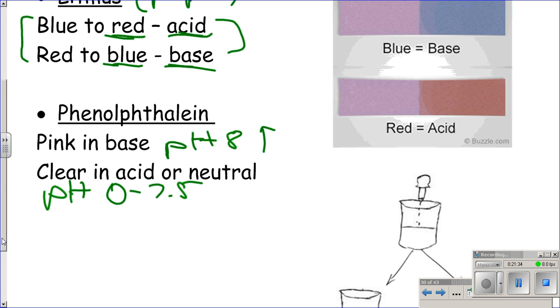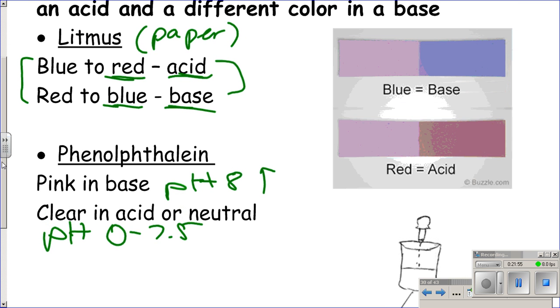That means we have met something called the endpoint of a titration when it causes that color change, because we've gone past the neutral point and started going into the basic region of the pH. So phenolphthalein works really well for showing a specific pH, like we are at a pH of 8.